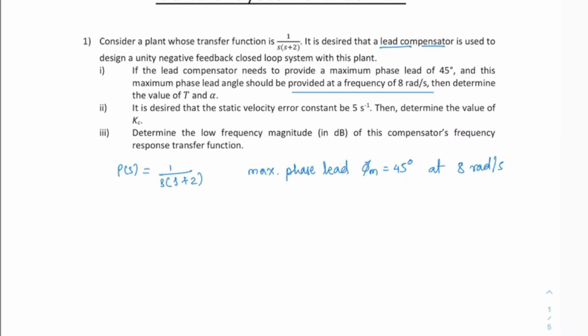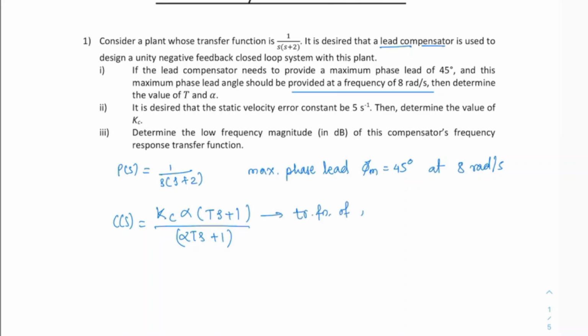First, let's write down the compensator as Kc into alpha in bracket Ts plus 1 over alpha Ts plus 1. So this is the transfer function of the lead compensator.